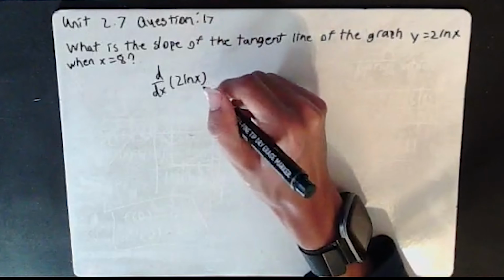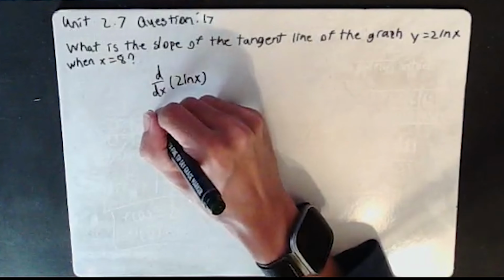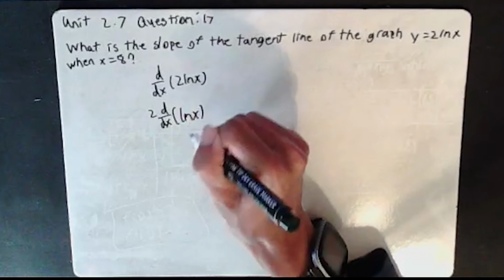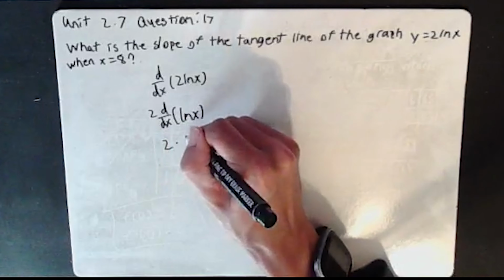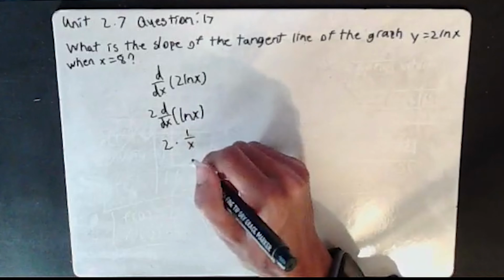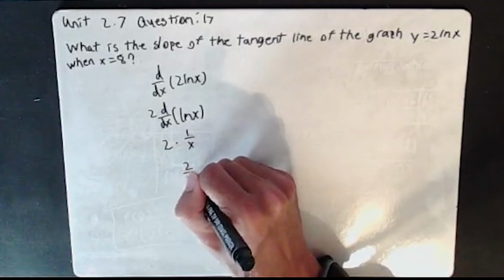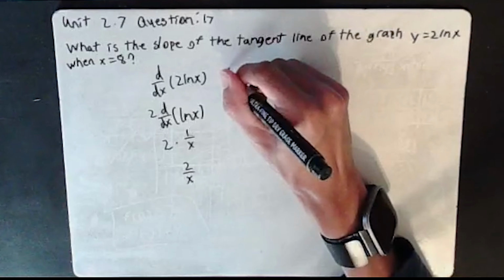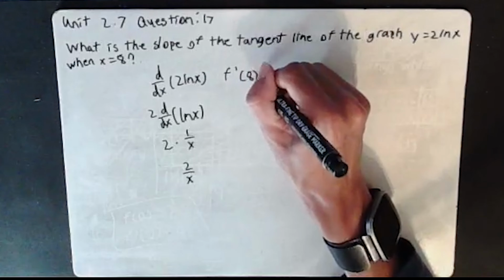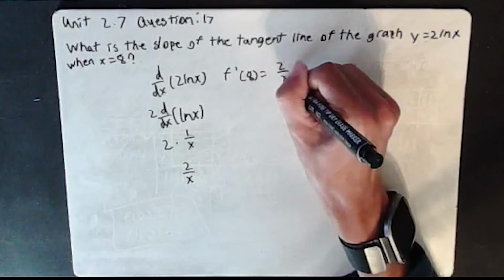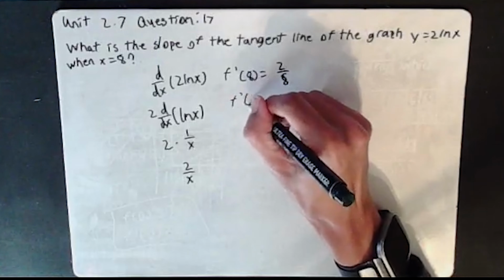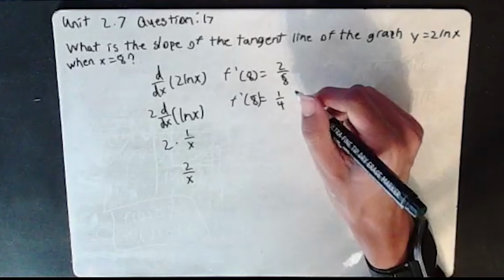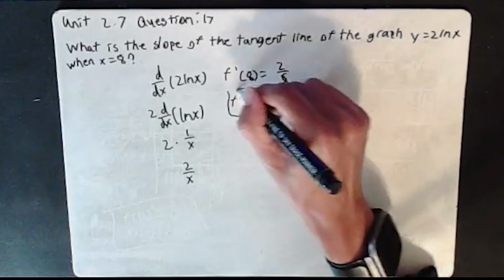So using the constant multiple rule, this is the same as 2 times the derivative of ln x. And we know that the derivative is 1 over x, so we get 2 times 1 over x. And then multiplying this together, we get 2 over x. So this is our derivative. We're now going to plug in the value 8. So we get f prime of 8 is equal to 2 over 8. And then f prime of 8 is equal to 1/4 by simplifying this. So our final answer is 1/4.